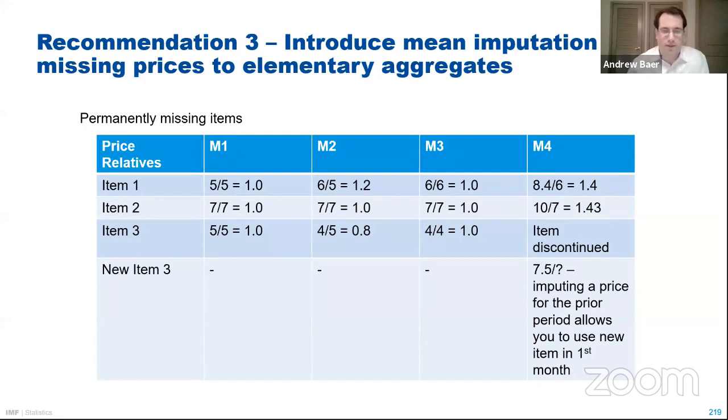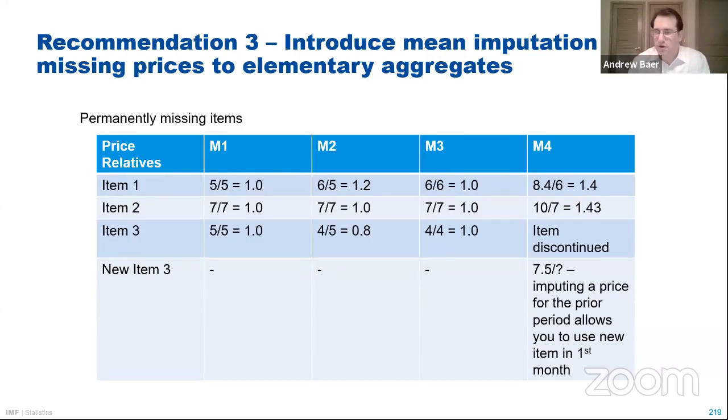And then the case of permanently missing items. We talked about this yesterday, where here we have 3 items, and then item number 3 becomes discontinued in month 4 here. And the new item 3 was not sold in the market in month 3. If the new item 3 was offered in the market in month 3, we could use the overlap method and link in the price relative for item 3, showing the change for the new item 3 from month 3 to month 4.